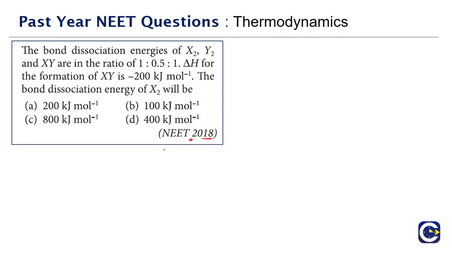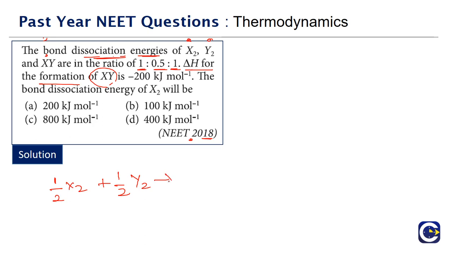Next we have a question that came in NEET 2018. The bond dissociation energies of X2, Y2 and XY are in the ratio 1:0.5:1. So they are not giving the exact values, they are giving the ratio. Delta H for the formation of XY means what is the reaction that represents formation of XY? Half mole of X2 plus half mole of Y2 gives rise to XY. This is the equation that represents the formation. Remember, whenever we talk about the reaction for the formation of a substance, we must be forming 1 mole of the substance from the basic constituents.